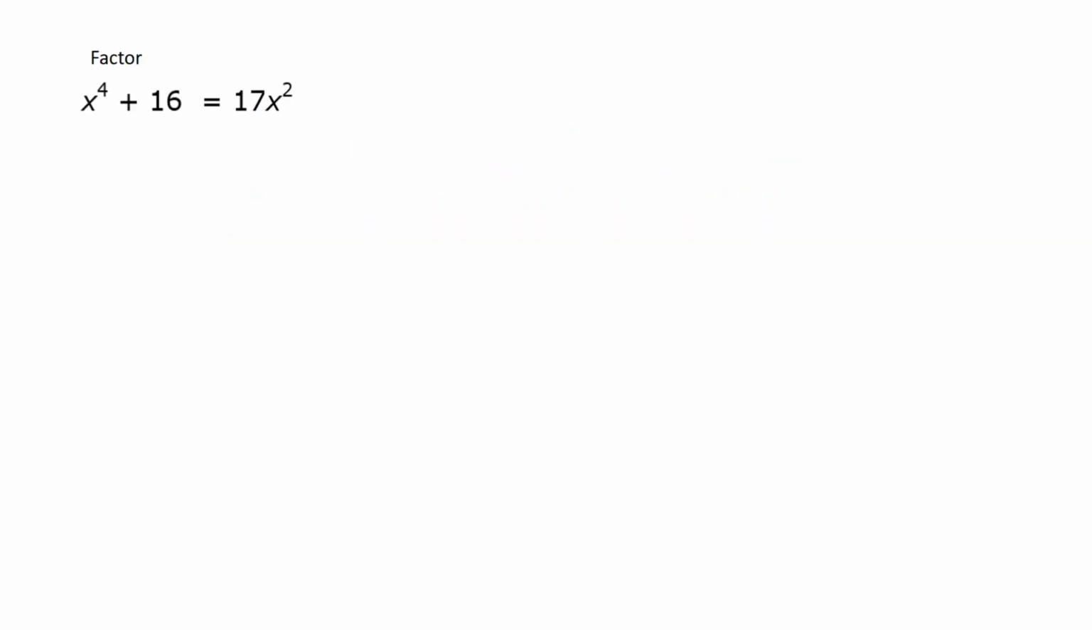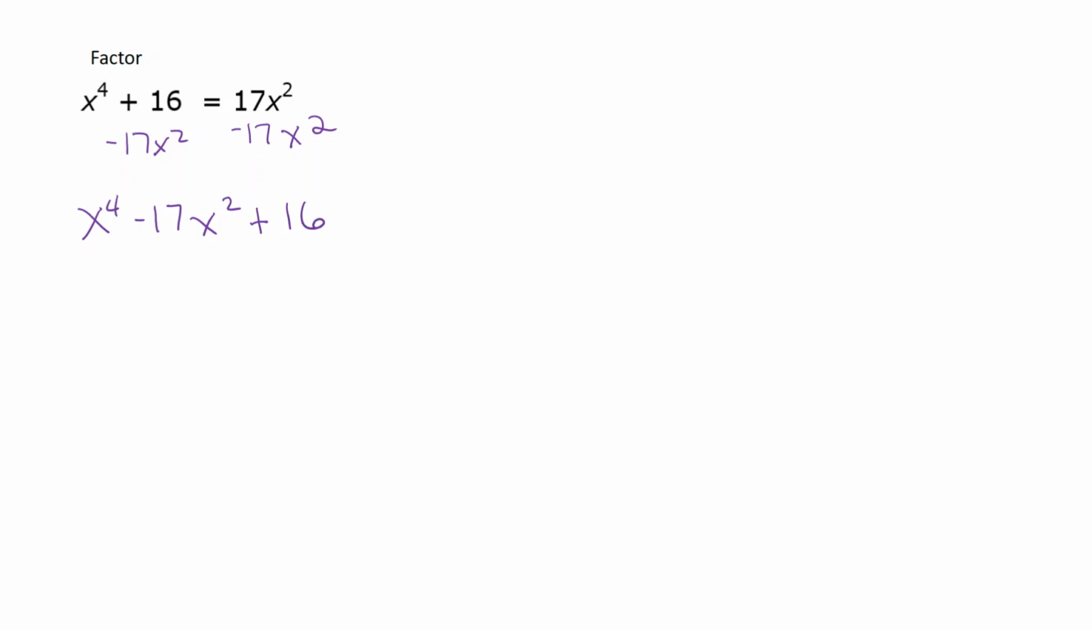Okay, so before we go any further, I want to talk about a review of factoring. When we're asked to factor something, the first thing we need to do is set it equal to 0. So let's subtract 17x squared from both sides. So we end up with x to the 4th minus 17x squared plus 16.